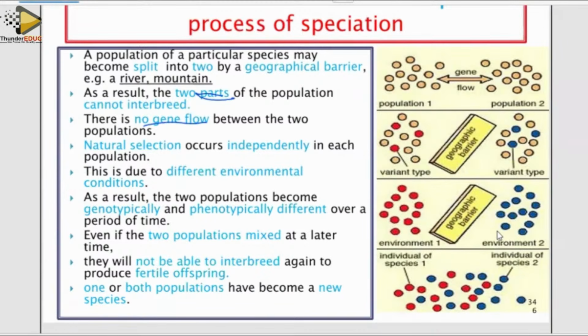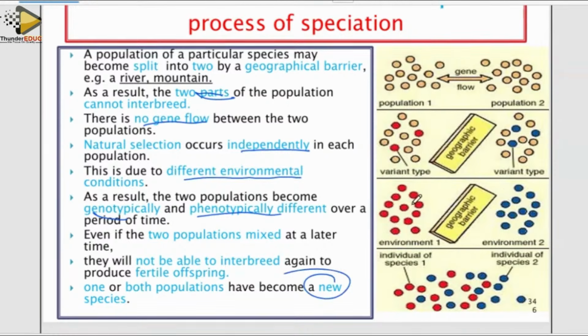The natural selection occurred independently, and due to different environmental conditions, the two populations became genotypically and then phenotypically different. Even if these two populations mix again, they cannot interbreed to produce fertile offspring. Therefore, one or both of them have become new species. So that's how you explain.